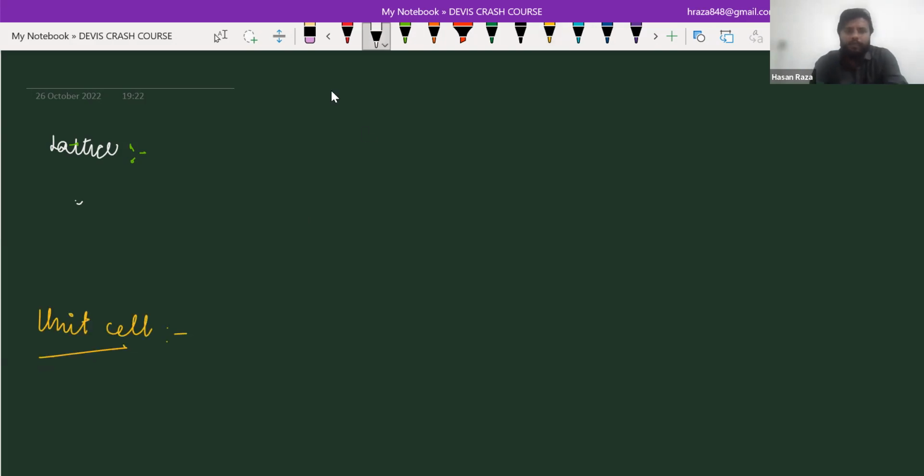So, what is lattice? Basically, lattice is a 3D arrangement of particles. That is called lattice, 3D arrangement. Now, I'm going to explain this. It's very easy to see. There is no 3D diagram. Okay, no problem.